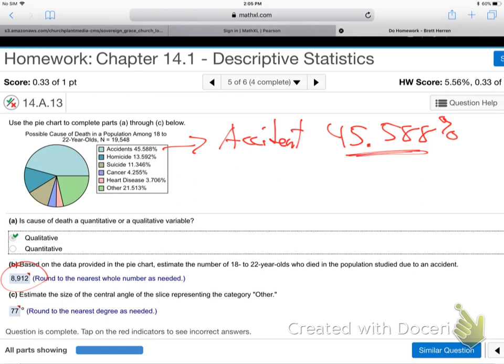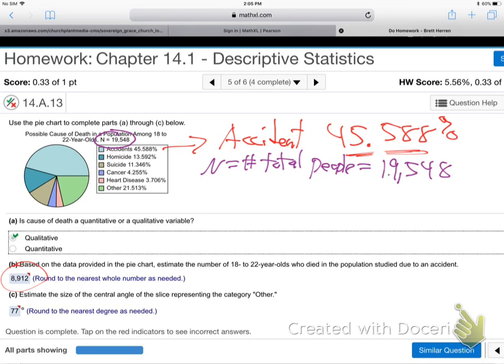Any ideas? What can we do? Find out how many actual people died of accidents. Well, it gives you that number for the population or something. Where's that? Right there, exactly, good job. That capital N is the number of total people in this study, which is 19,548. So all this information they're giving me is based on a total group size of 19,548.